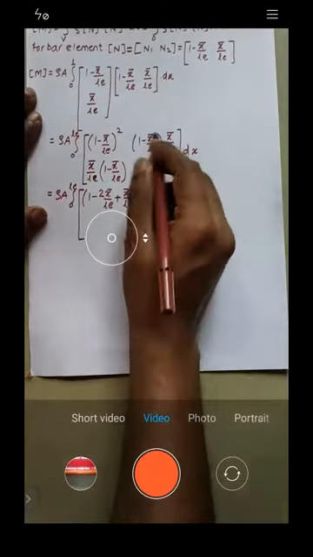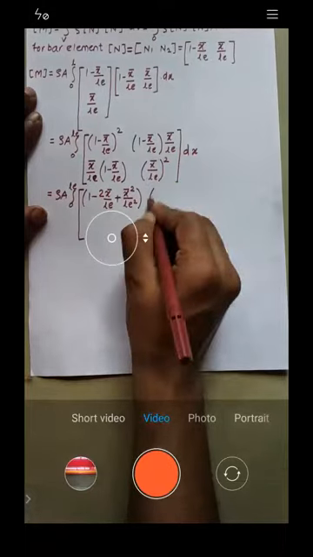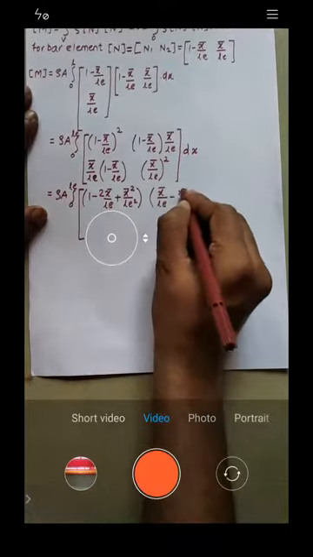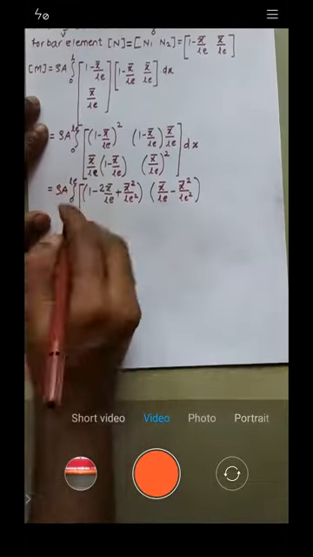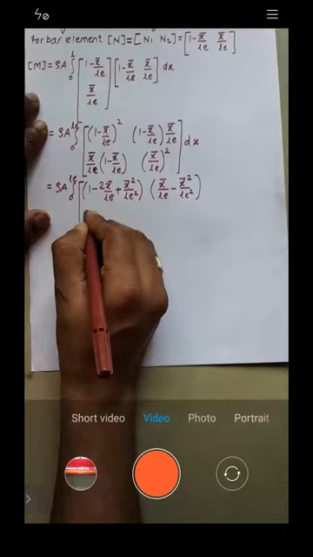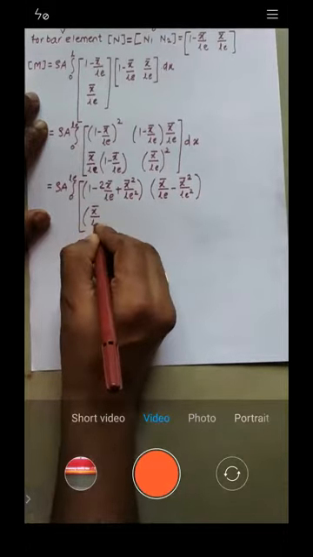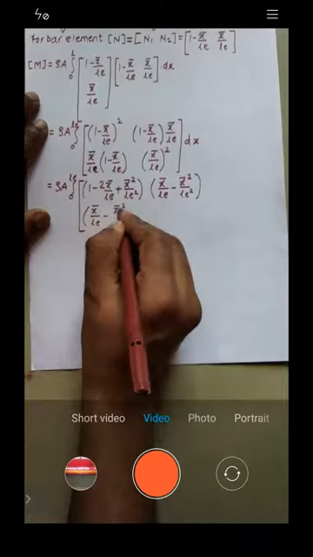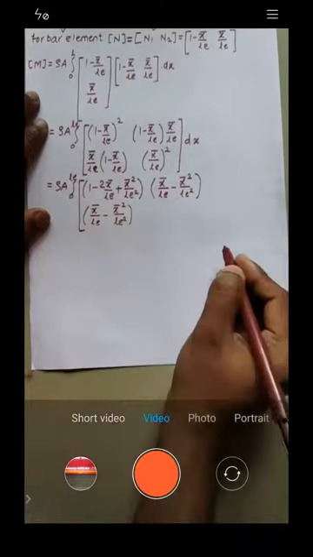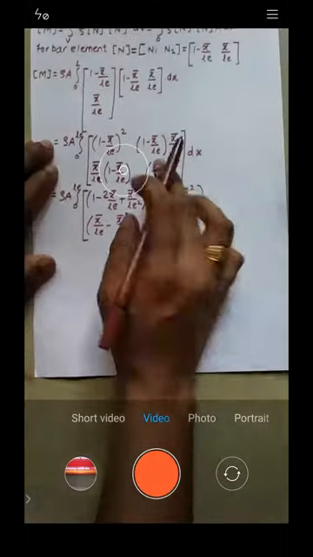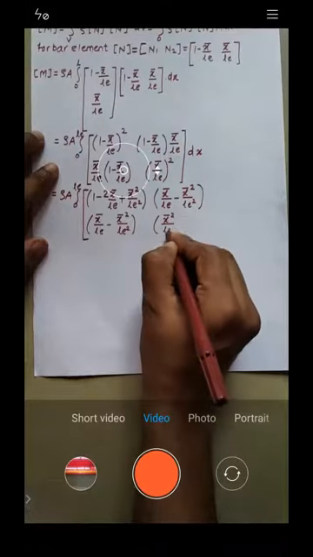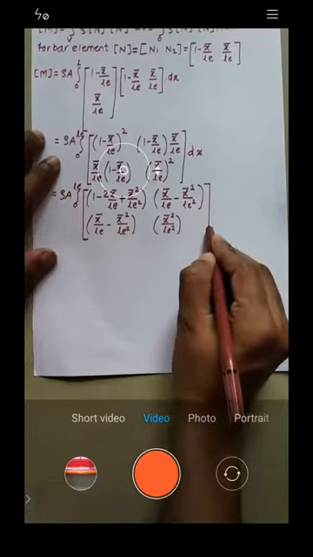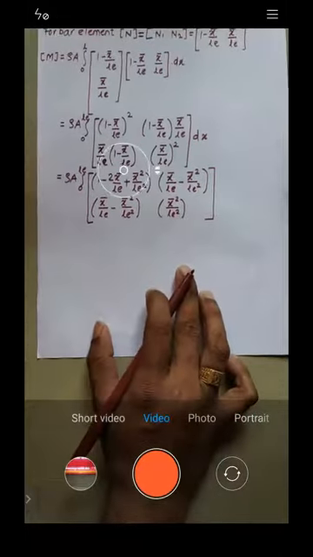Next, here, what will you get? You'll get x bar by LE minus x bar square by LE square. Next, here, again the same, you'll get x bar by LE minus x bar square by LE square. Next, this one is the only one remaining, so I'll get x bar square by LE square. Okay? Now let's do the integration.